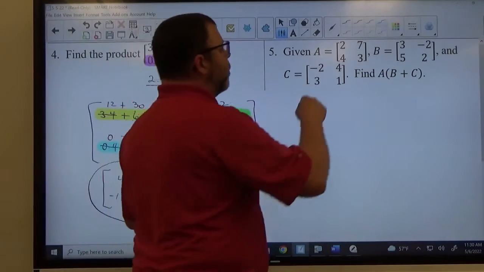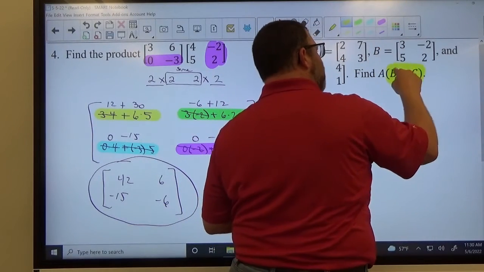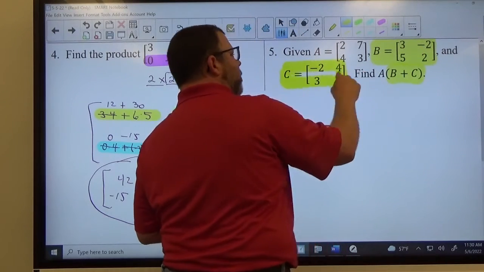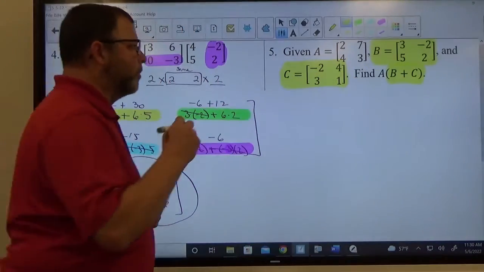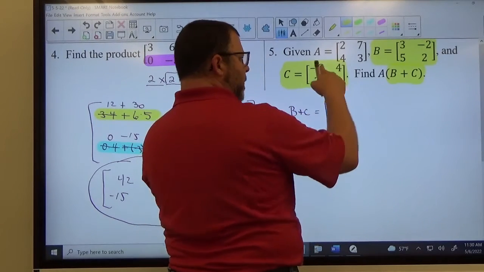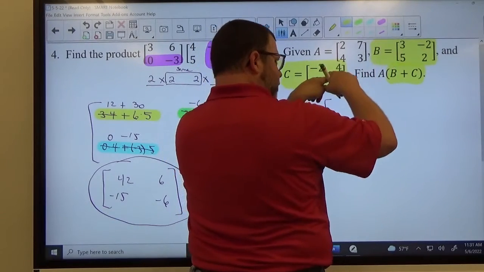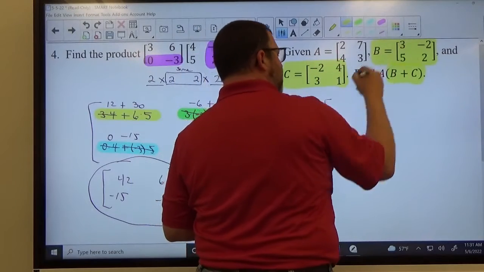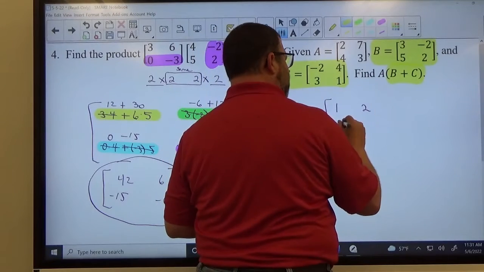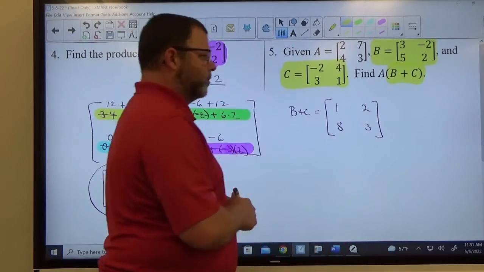So first off, I'm going to focus on B plus C. B plus C tells me to take a look at matrix B and matrix C and add them together. It's basically the equivalent of problem number 1 on the test. So, if I'm writing down B plus C here, it's just going to be first plus first, second plus second, right? So negative 2 plus 3 is positive 1. Positive 4 plus negative 2 is positive 2. 3 plus 5 is positive 8. 1 plus 2 is positive 3. So you do your B plus C.